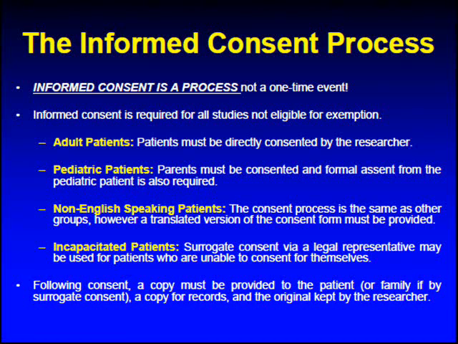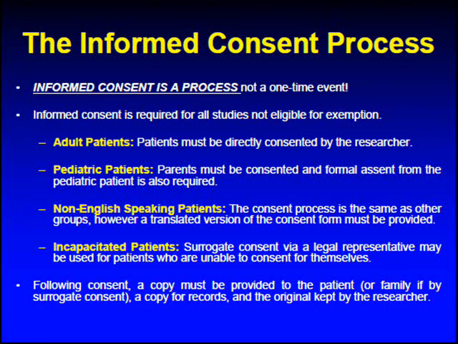So informed consent is required for all studies not eligible for exemption. So the full committee review type studies are required to have consent. Adult patients, for example, must be consented directly. Pediatric patients, in our case age less than 18 years, require both consent and formal assent from the pediatric patient. And assent is, of course, asking if the child is willing to take part in this study. For non-English speaking patients, the consent process is the same. However, you need a translator there as well as a translated and approved consent form to give to them.